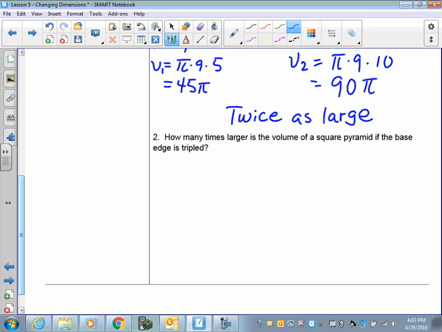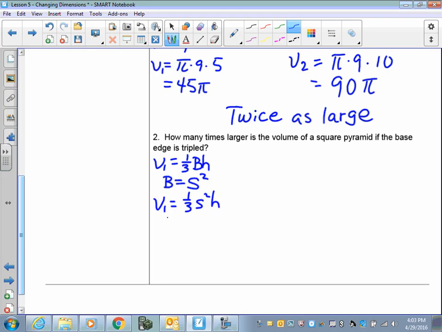Number 2 says, how many times larger is the volume of a square pyramid if the base edge is tripled? Okay, so we're dealing with volume again, so let's take volume 1. This time we got a square pyramid, so if we're finding the volume of a pyramid, that's 1/3 the area of the base times the height. So I know the area of the base this time, we got a square, so that's going to be s squared. So let me just substitute that in here. 1/3 s squared times h.